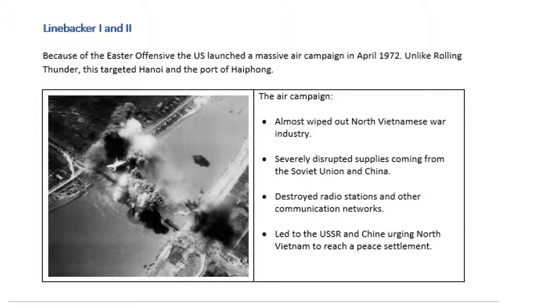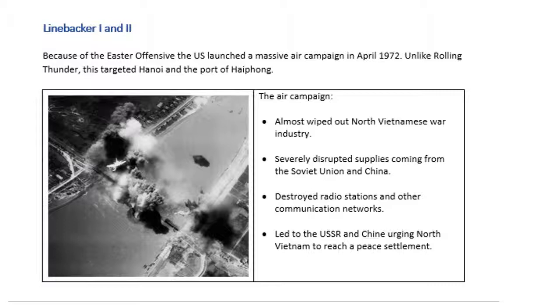So because of the Easter offensive, the USA launched a massive air campaign, much bigger than Rolling Thunder. It was called Operation Linebacker. And unlike Rolling Thunder, now the capital of North Vietnam, the city of Hanoi and the port of Haiphong, would be targeted. And this was very, very different. It nearly wiped out the North Vietnamese war industry. It was a lot more severe than previous air campaigns against North Vietnam. They severely disrupted supplies coming from the Soviet Union and China. Lots of radio stations and other communications networks were destroyed.